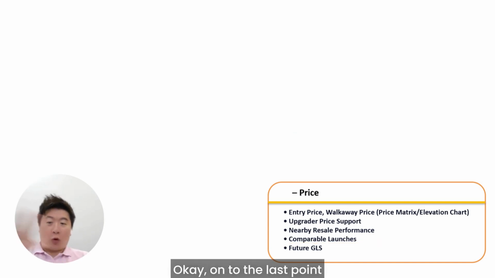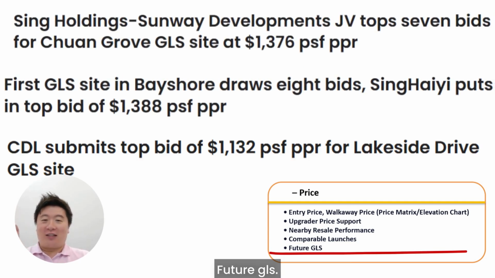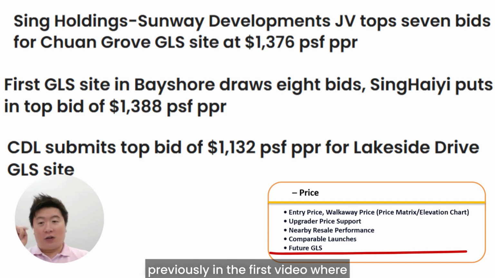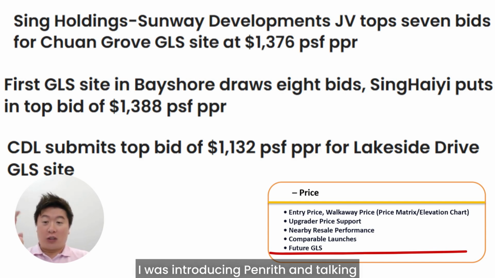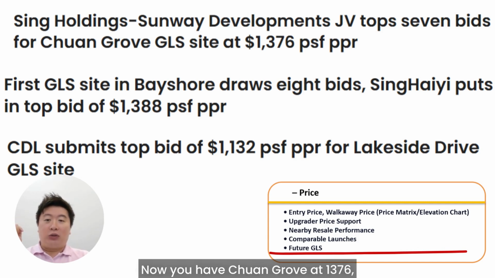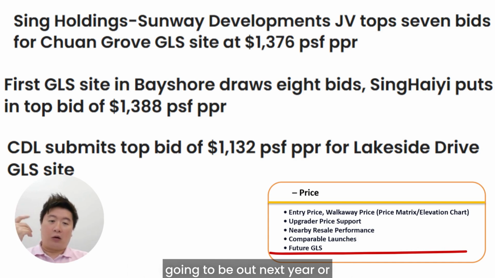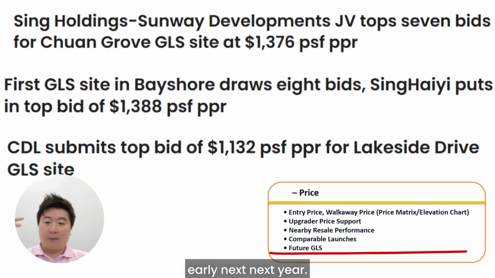Okay, on to the last point in the framework. The video is almost an hour now. Future GLS. So I've actually mentioned this previously in the first video where I was introducing Penrith and talking about its land cost, right? So Penrith was 1154. Now you have Chuan Grove at 1376, Bayshore at 1388, CDL at 1132, and all of these projects are going to be out next year or early next year.